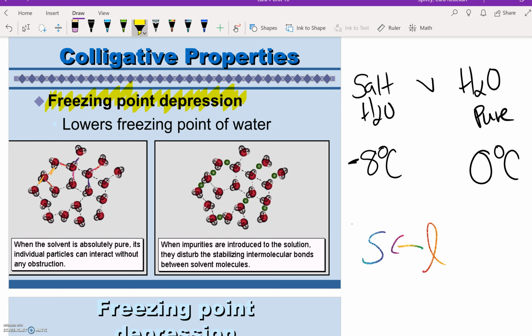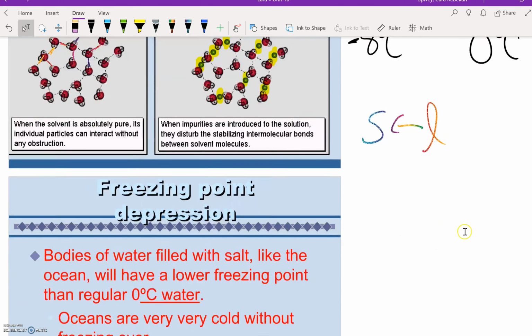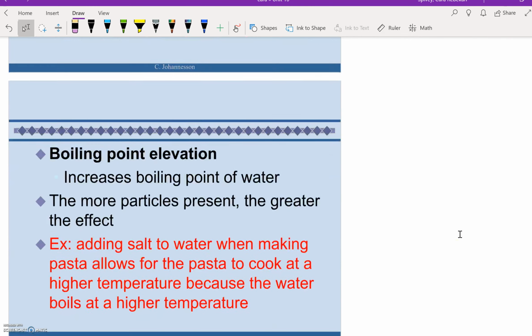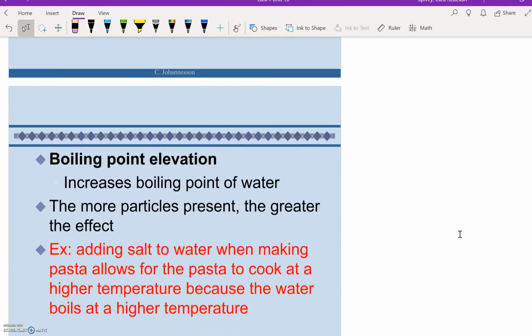What the salt does is it effectively blocks this from happening. You can see these little green dots, they represent salt, and they're keeping the water molecules from getting close together. It disrupts it and it destabilizes it, causing these bonds to take longer to form, meaning it has to get colder for it to be able to freeze. So the salt literally just gets right in between those molecules and keeps it from freezing, meaning it has to be colder.